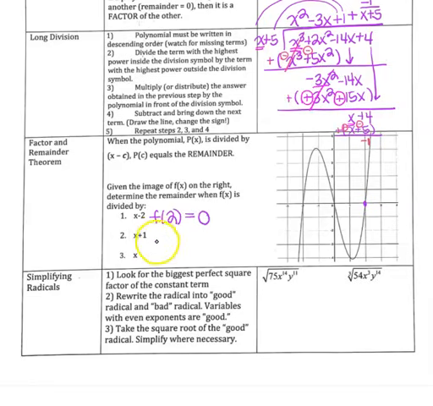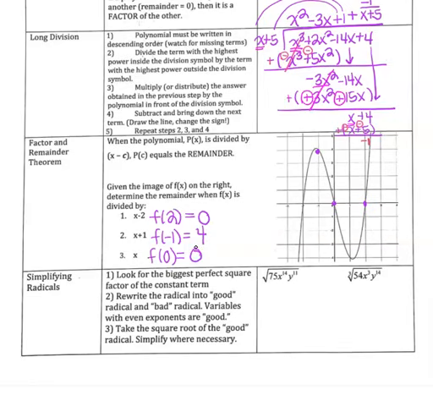If I divided f of x by x plus 1, that means the root is negative 1. I go to my graph and it looks like I come out at 4. X has a root of 0. So I go to the graph and it looks like I come out at 0.